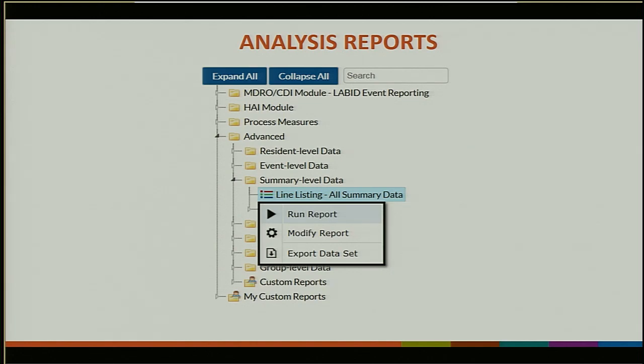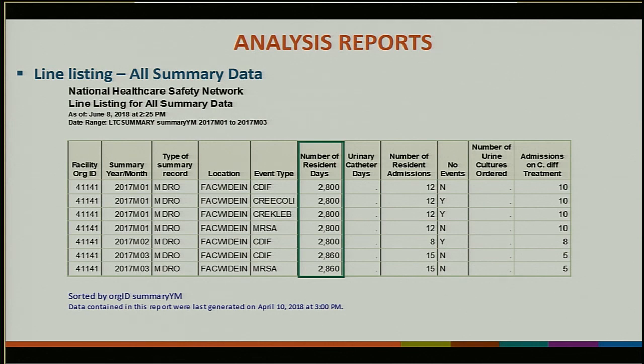Here's a screenshot of line listing all summary data. The summary data line list allows us to verify the number of residents per month, and in this report also helps us to assess whether events were correctly reported to NHSN. For the number of resident days, we reported that the facility had 100 beds. Remember, we looked at that survey report and we have 100 beds. So an estimate for the month should be near 3,000 resident days for a 30-day month. As you can see here, we're having 2,800. So we've done a good job in inputting our data there.